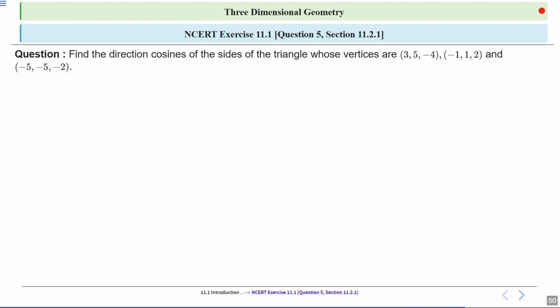Now let's look at question number 5. In this question, we are given vertices of a triangle as 3, 5, minus 4, minus 1, 1, 2, and minus 5, minus 5, minus 2. We have to find the direction cosines of the sides of the triangle whose vertices are 3, 5, minus 4, minus 1, 1, 2, and minus 5, minus 5, minus 2. So first of all, think about this. How would you approach this question? And then see the solution.